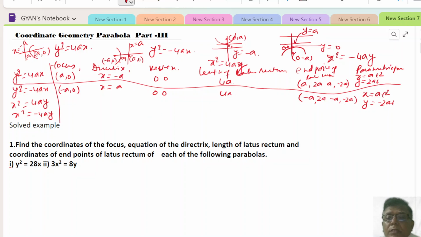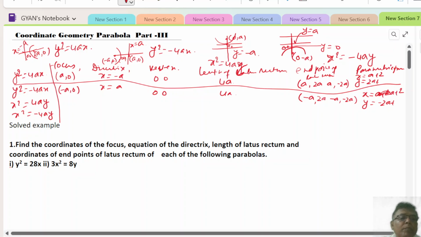So x = -at² and y = 2at. Here you put y = 2at, then it will be 4a² t² and minus 4a into (-at²). So minus minus plus, that is 4a² t².